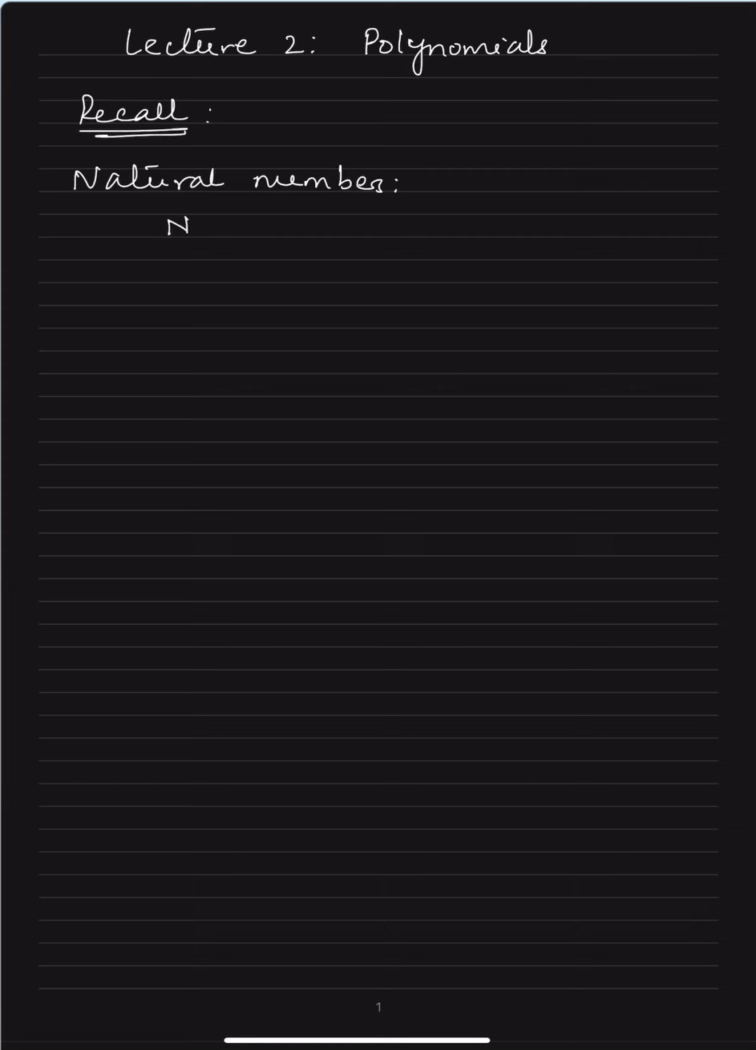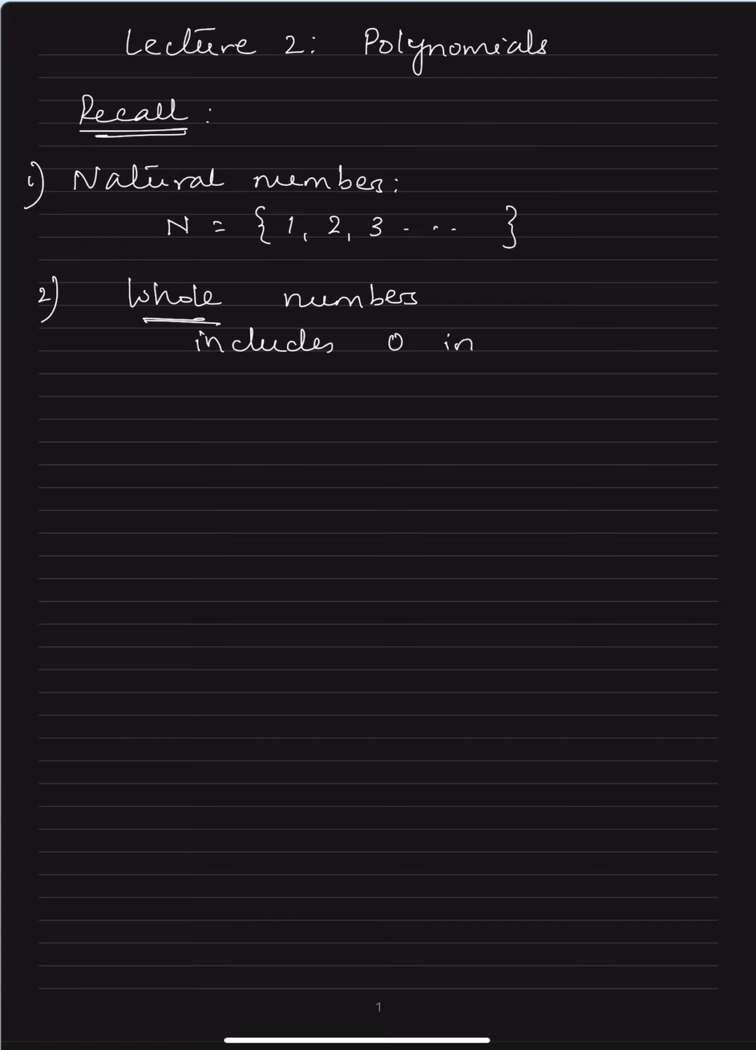See, natural numbers we denote as N, and they are nothing but starting from 1, 2, 3 to infinite numbers. These are the natural numbers. Secondly, the whole numbers. What is a whole number? It includes 0 in it. That is, W is equal to 0, 1, 2, 3 and so on.